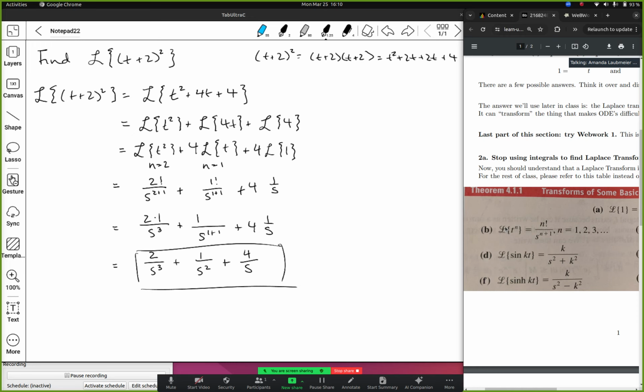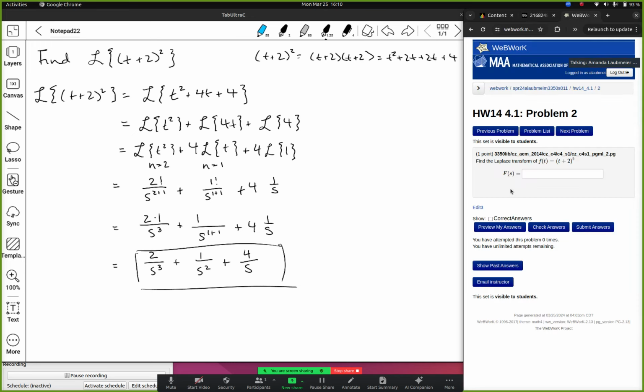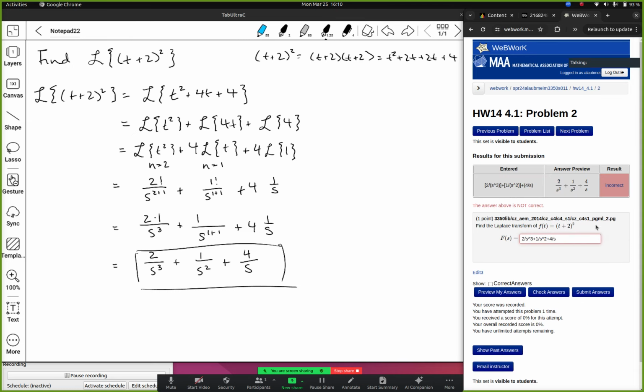I'll go ahead and try putting it in just to make sure though. So I've got 2 over s cubed plus 1 over s squared plus 4 over s. And then I'm going to try. Oh no, I got it wrong. All right, let's see what I did wrong.